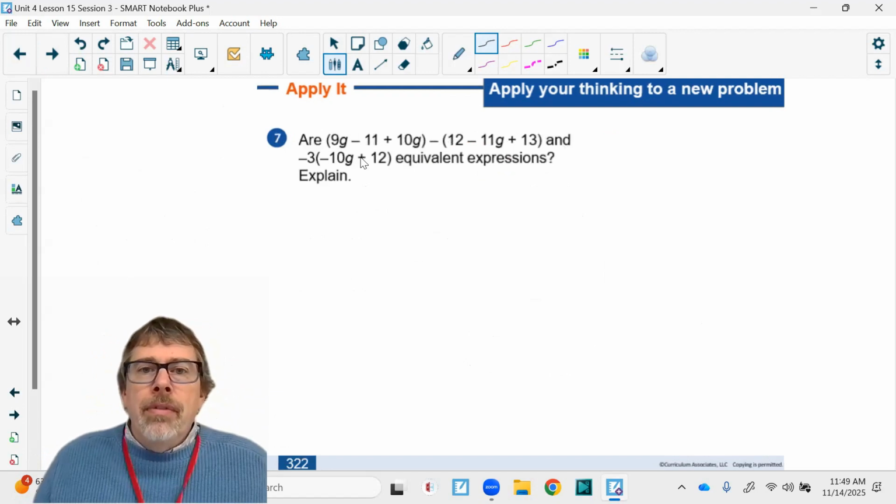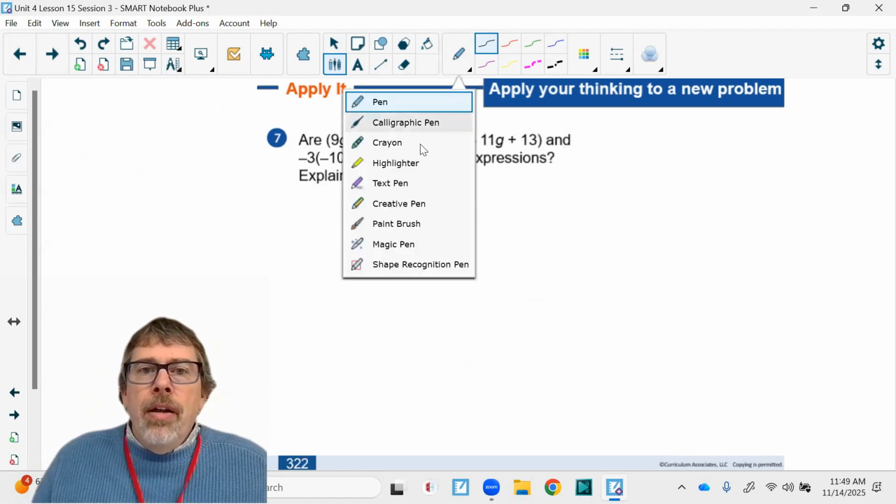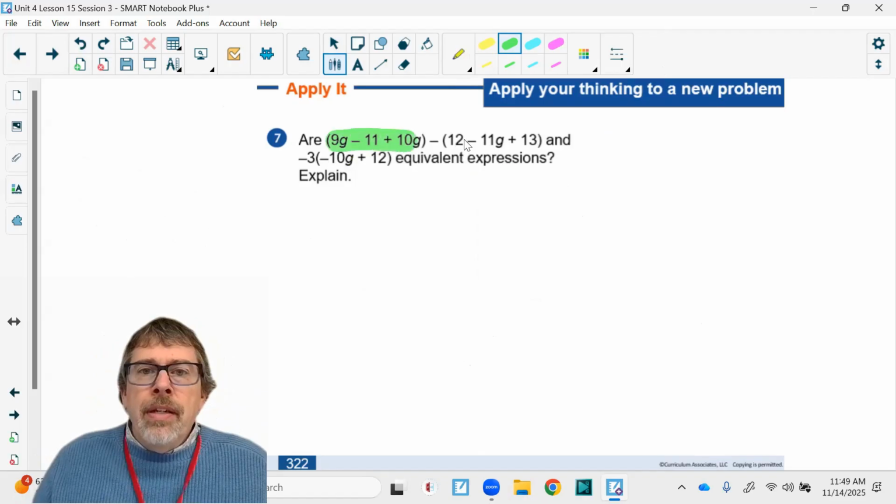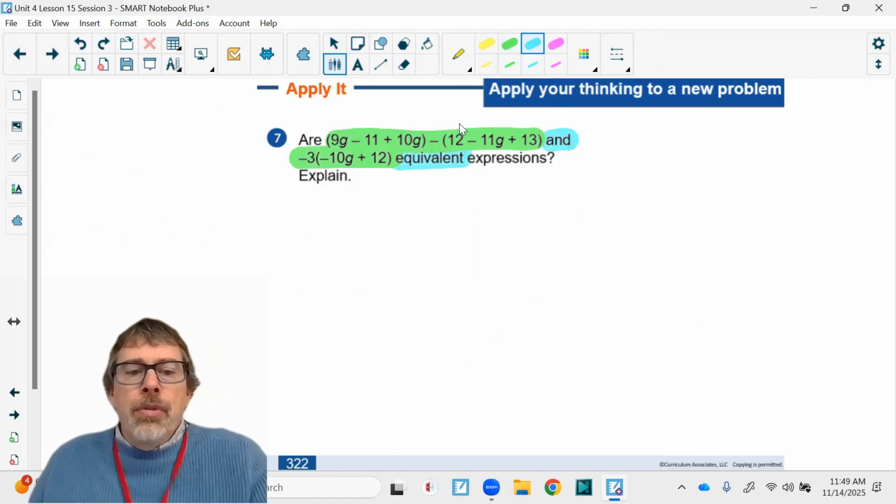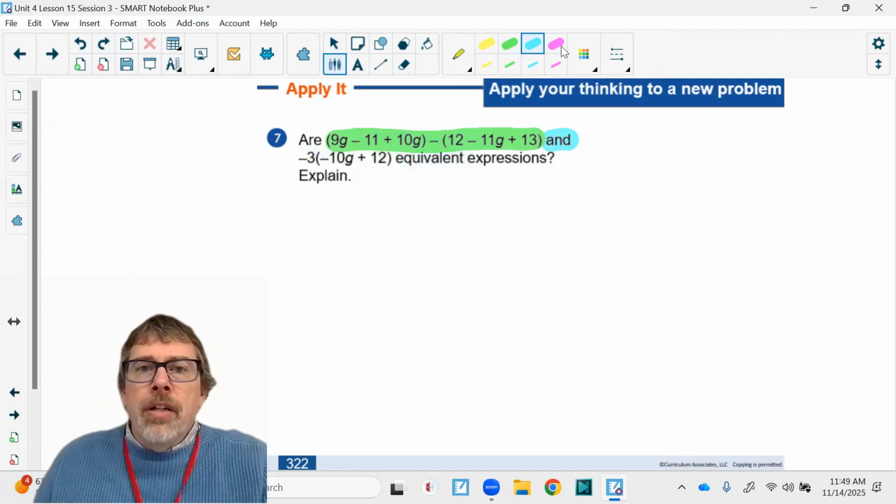Number 7. Is this expression and this expression equivalent? So I want to know if those two expressions are equivalent. Let me change colors on this one. So these are the two expressions. We want to know if they're equivalent.